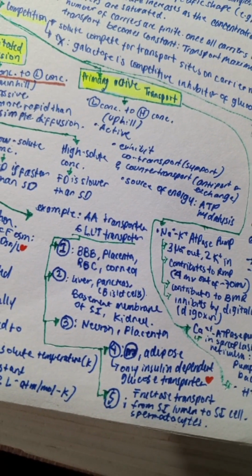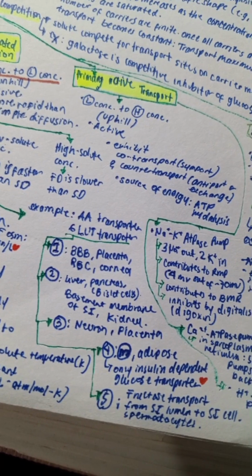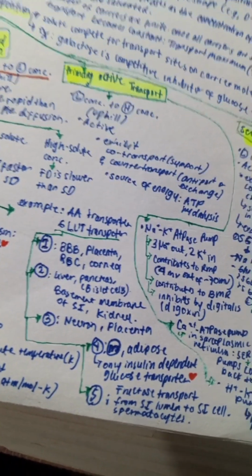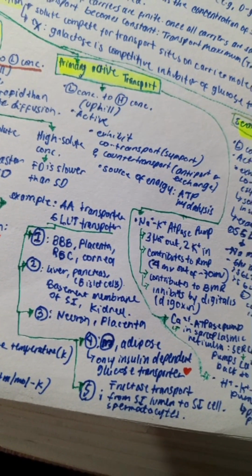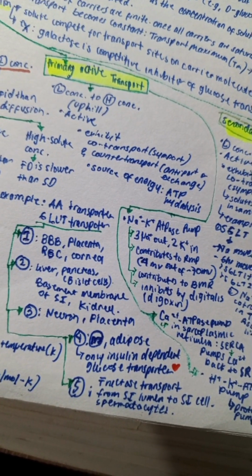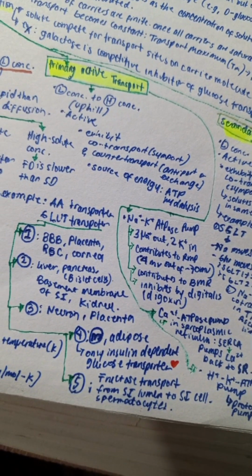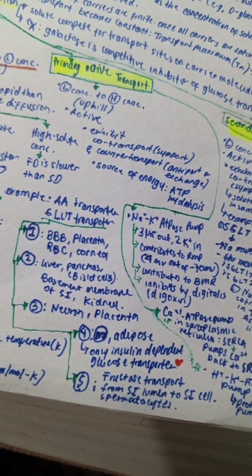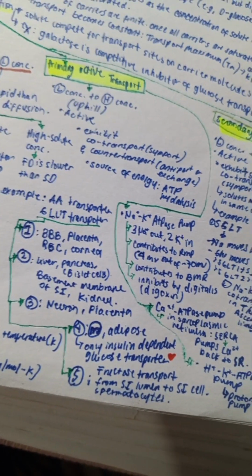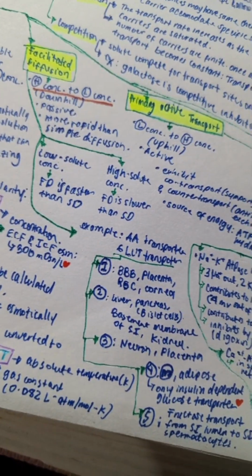And the GLUT4 transporter is found in muscle and adipose tissue, and remember that GLUT4 is the only insulin-dependent glucose transporter. GLUT5 is a fructose transporter from the small intestine lumen to the small intestine cell, and it is also found in spermatocytes. So those are the examples of facilitated diffusion.